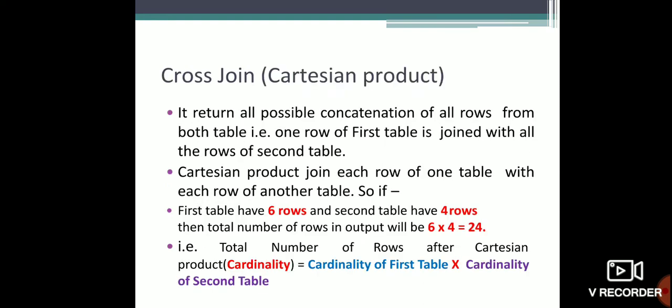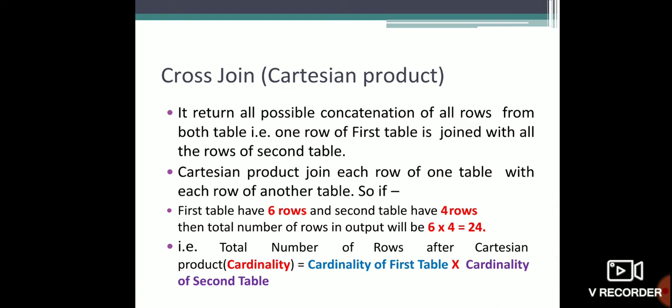So first one, cross join or Cartesian join. What do you mean by cross join? It returns all possible concatenations of all rows from both the tables. That is, one row of the first table is joined with all the rows of the second table. Cartesian product joins each row of one table with each row of another table. So if the first table has 6 rows and the second table has 4 rows, then the total number of rows in the output will be 6 into 4, and this becomes the formula of Cartesian product: the number of rows in the first table into the number of rows in the second table. This is the total number of rows after Cartesian product, the cardinality.